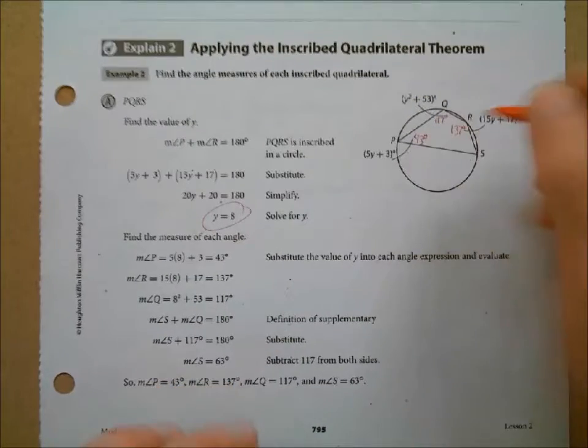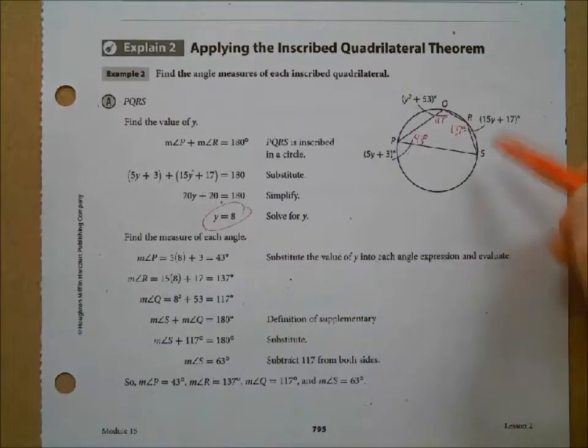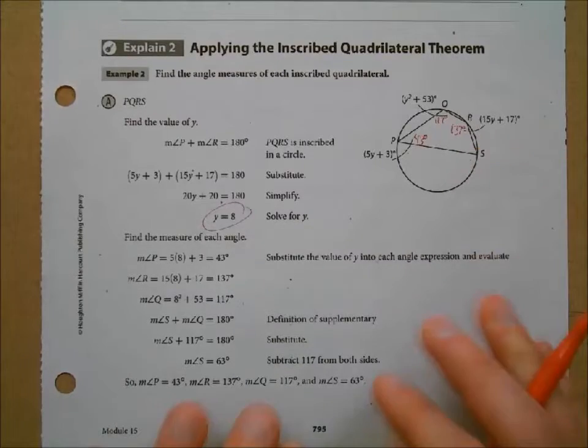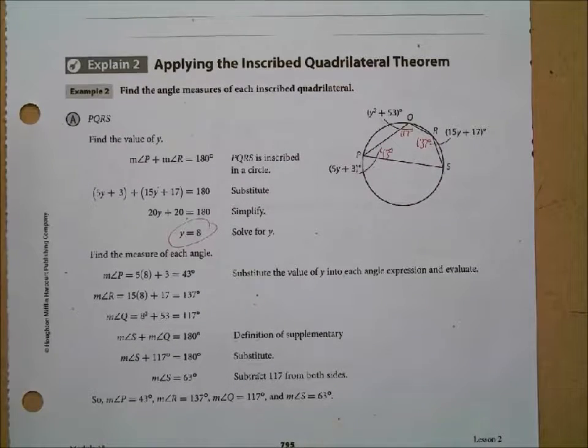How can we find the missing angle measure right here? For that last angle in our quadrilateral, angle PSR there, what could we do?